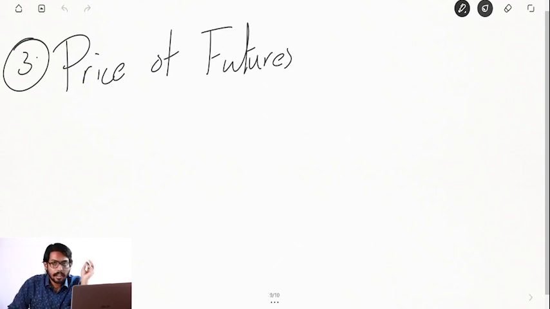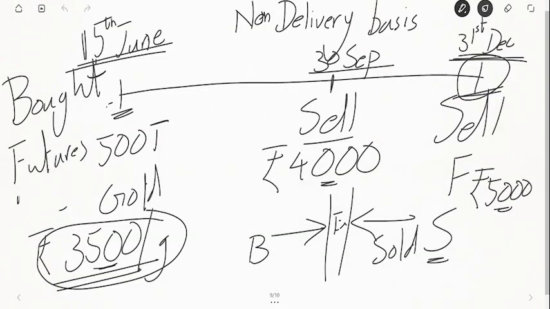Okay, here I entered into a contract to buy gold on 31st December at 3500. Understand the original wording? I have entered into a contract to buy gold on 31st December at the rate of 3500. This has now been shrunk into: you bought a future at 3500. Now think of it only in those terms. You bought a future at 3500.